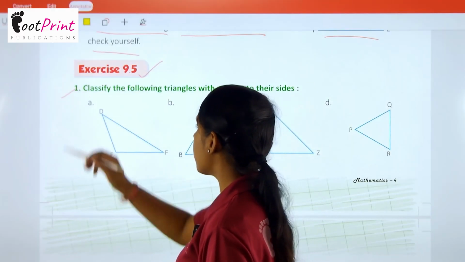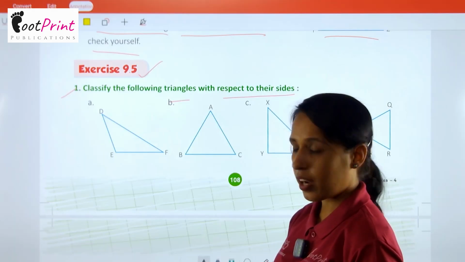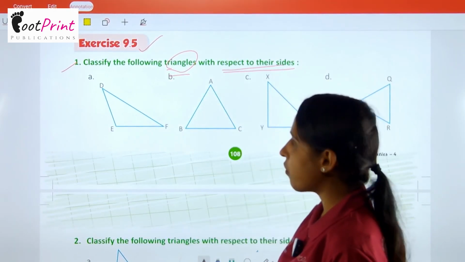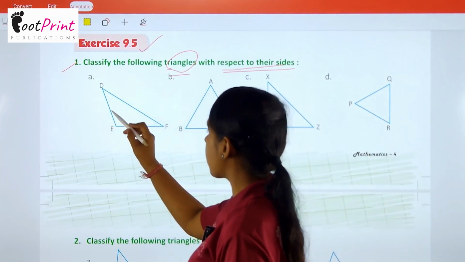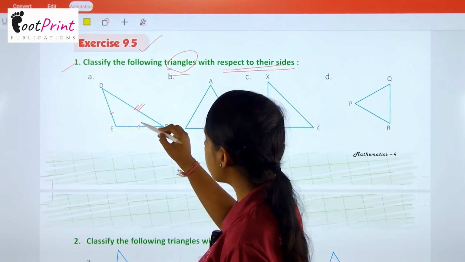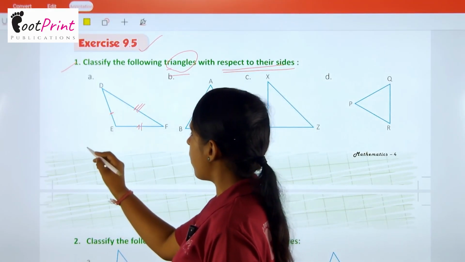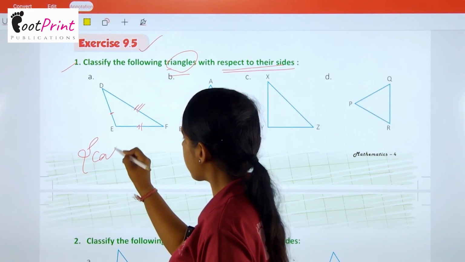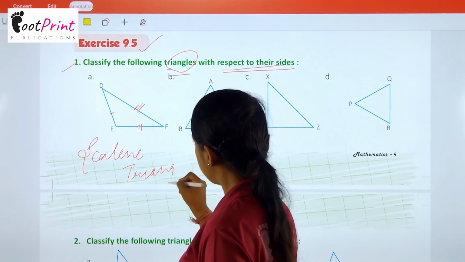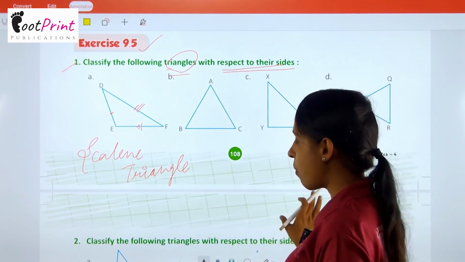So first one is classify the following triangles with respect to their sides. So here we have to classify triangle on the basis of their sides. So here we can see this side and this one. All the three sides are equal, or you can measure by yourself also. So here we can write it is a scalene triangle. Just like that, rest of the parts you do by yourself.